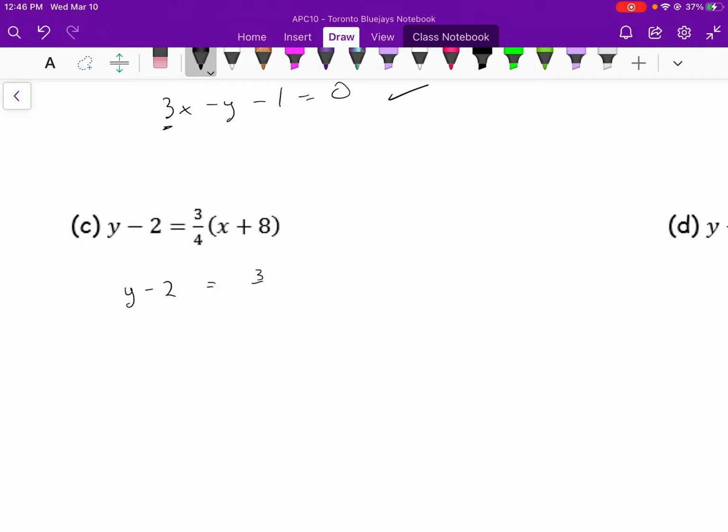y minus 2 is equal to 3/4 times (x plus 8). What am I going to do? I'm going to multiply both sides by 4. So I multiply this side by 4, and I multiply this side by 4. Notice that on the left-hand side, it is a constant times a binomial. So my thought process is that when I'm multiplying this, I have to multiply 4 to both things.